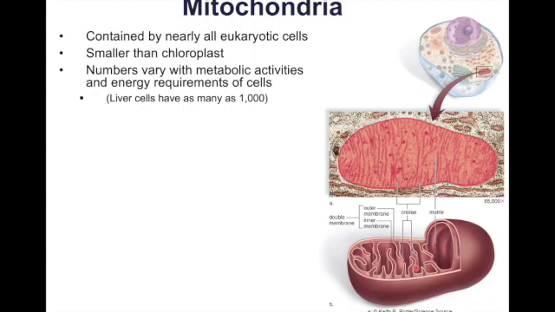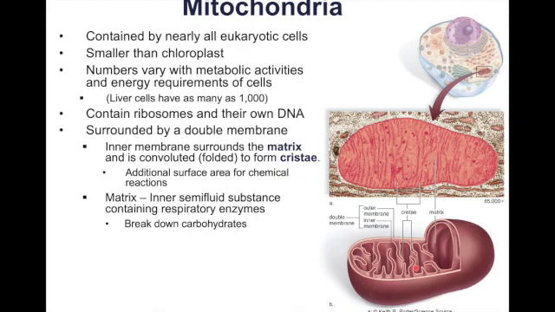Mitochondria are contained in pretty much all eukaryotic cells. Not all of them do, like red blood cells don't have any mitochondria. They're smaller than chloroplasts. Numbers vary. So if you're talking about a muscle cell, they're going to have lots and lots of mitochondria, right? Because your muscles need lots of energy. They do have their own ribosomes, and like I said before, they have their own DNA. They also have a double membrane system.